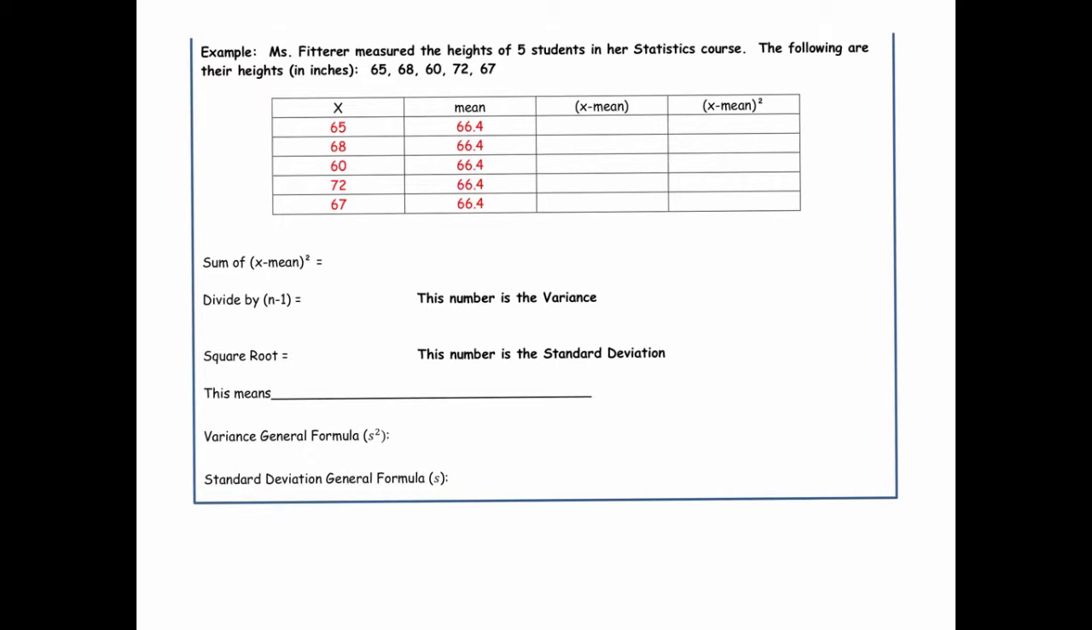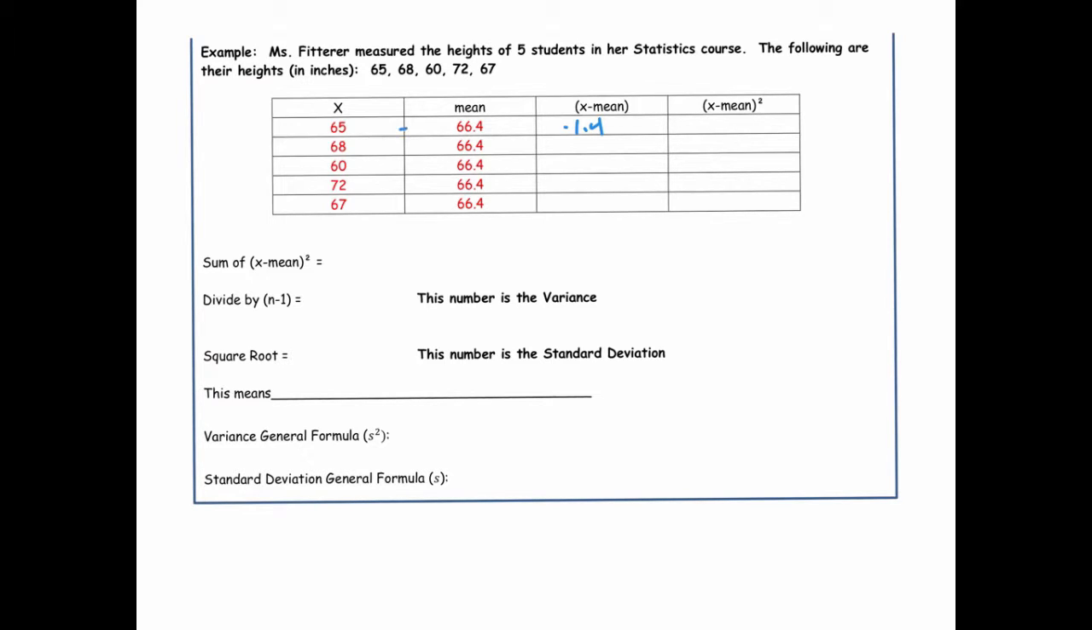Okay, so this example says Miss Fitterer measured the heights of 5 students in her stats course, and the following are their heights. We start this computation by listing the data values as we've done here on the left. We've already found the mean, so I wrote down the mean next to every data value. Now we do the data value minus the mean to get what's called the deviation. So 65 minus 66.4 is negative 1.4.